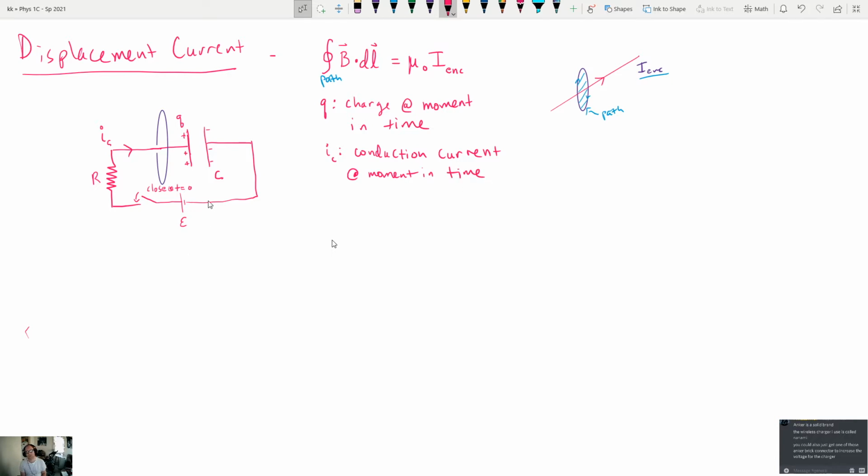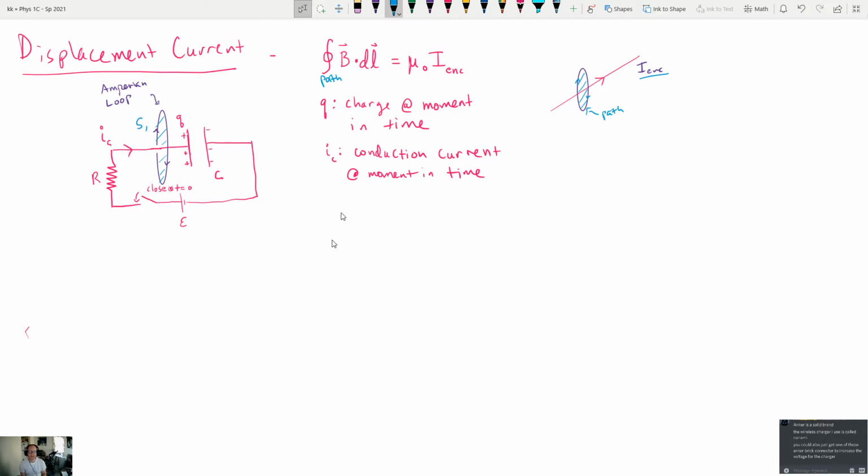Right? And so there's our path that we're going to use for Ampere's law. So this is our Amperian loop. Right there. That's our Amperian loop. Okay. So this is what Maxwell was thinking about. He said that if I look at this loop, I can think of a simple surface that would look like this. I'm going to call that surface S1.